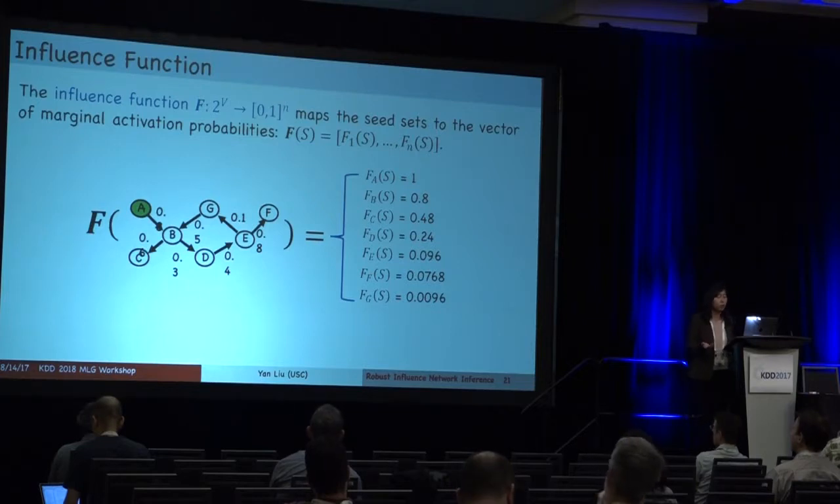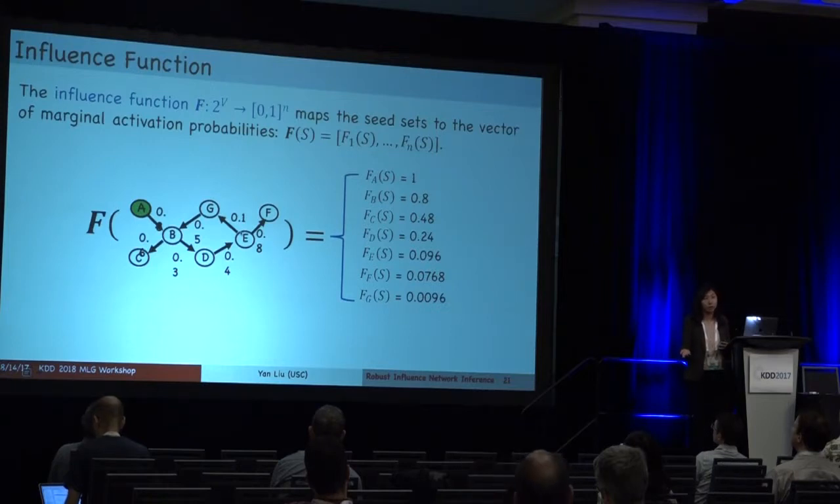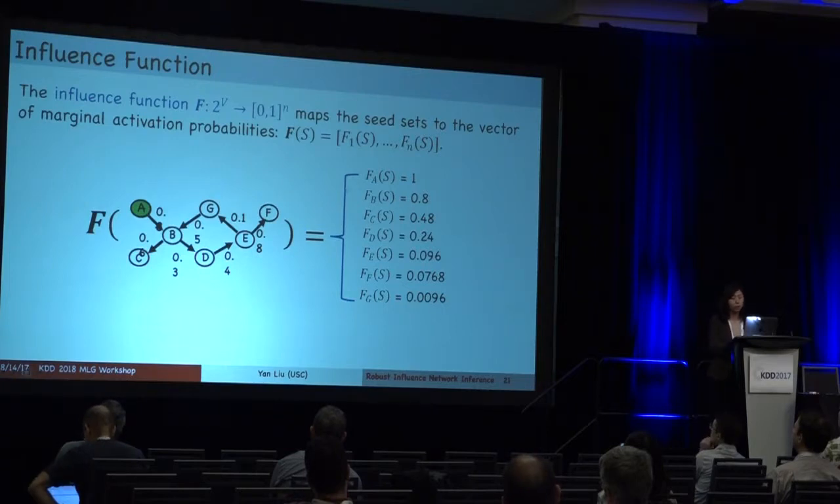Basically, the influence function generates a mapping from the seed sets to the vectors of marginal activation probabilities. Let's say you are given the seed set, here just one node, A, that has been activated. Given this diffusion network structure and its strengths, which we do not know, what we are only observing is what nodes have been activated. Based on these diffusion observations, we will be able to learn the marginal activation probability. That means, what is the probability that a node will be activated given the seed set, and so on. So we're trying to learn these marginal distributions.